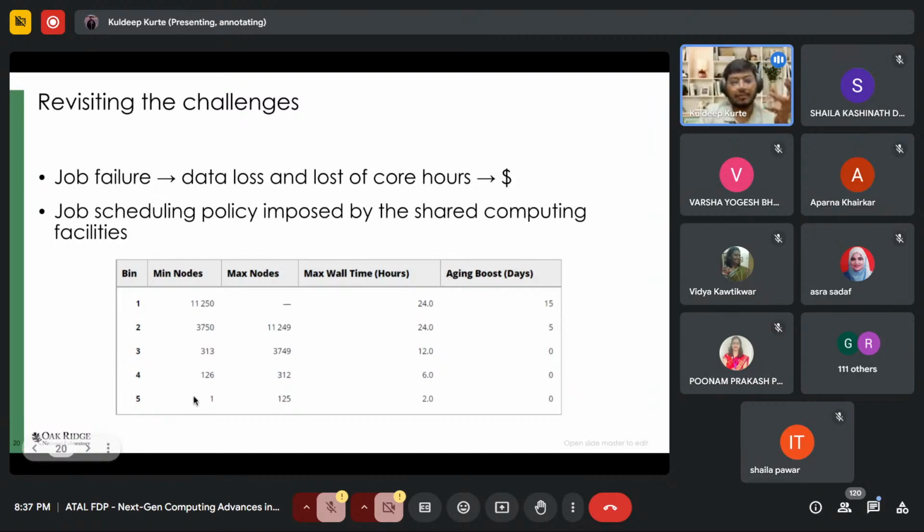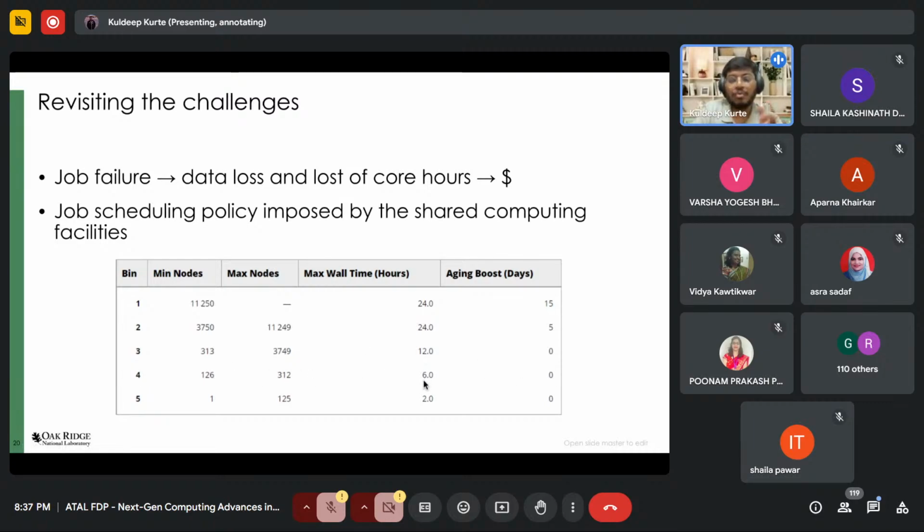So let's take an example of bin number 4. There are 5 bins. In bin number 4, if your job asks for, say, 140 nodes, which falls between a minimum of 126 and a maximum of 312 nodes in that particular bucket, then for a maximum of 6 hours you can access those 140 nodes. That's the meaning of this particular bin.